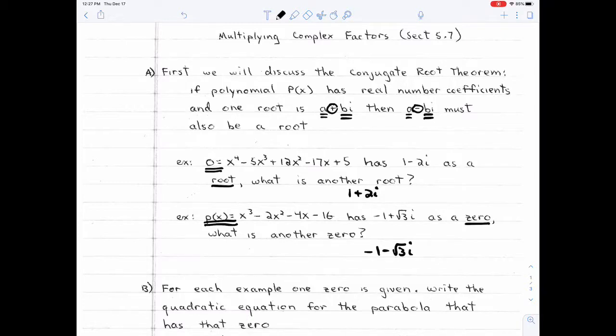But the main thing I want you to get out of this is that if 1 minus 2i is a root, then 1 plus 2i must be another root. And on the second one, if negative 1 plus square root of 3i is a 0, then negative 1 minus square root of 3i must be another one. Okay, so fine.